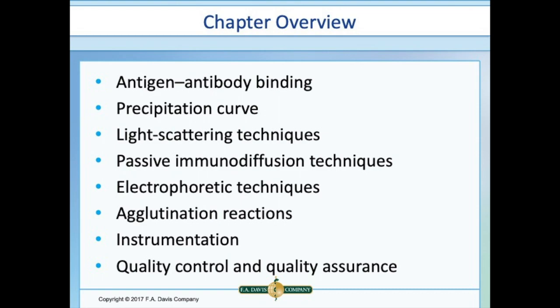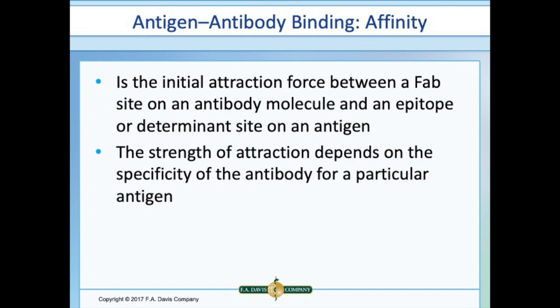Okay, so let us discuss first some of the terms that will be useful as a foundation in order for us to understand the principle of serological reactions. So what do we mean by the term affinity? Affinity, and another term that is more associated with this one is avidity. Affinity is the initial attraction force between the FAB, the fragment for antigen binding, and an epitope. So, it is the initial attraction force between the FAB site on an antibody molecule and an epitope. When we say epitope, it is the site of antigenic determinant.